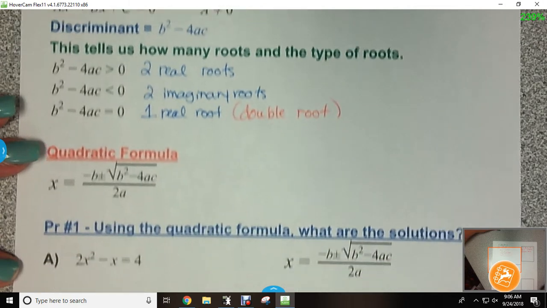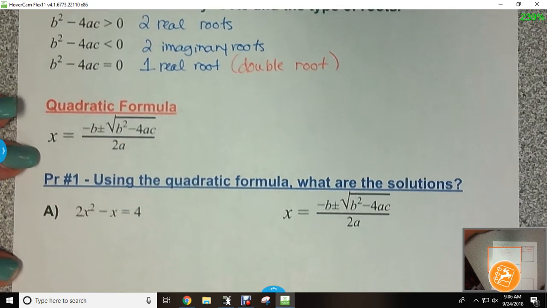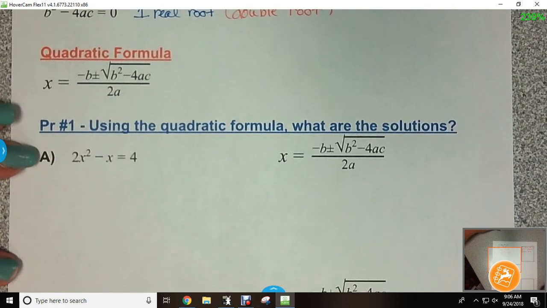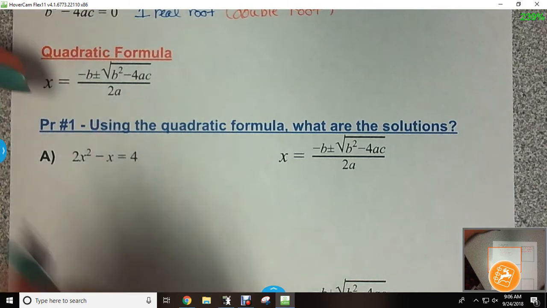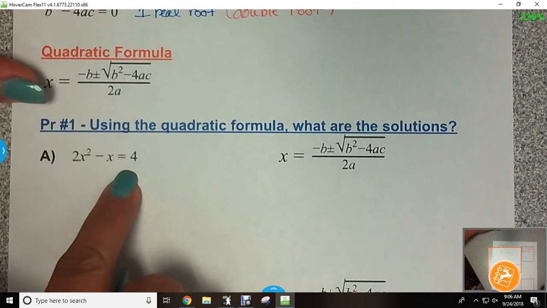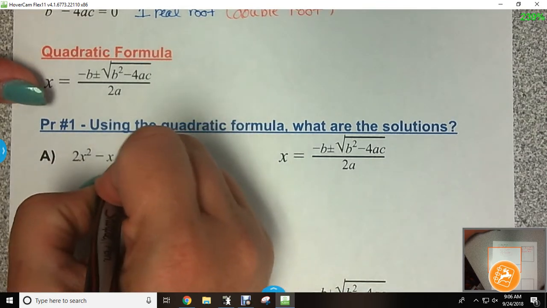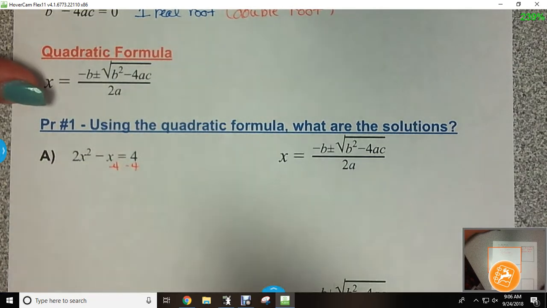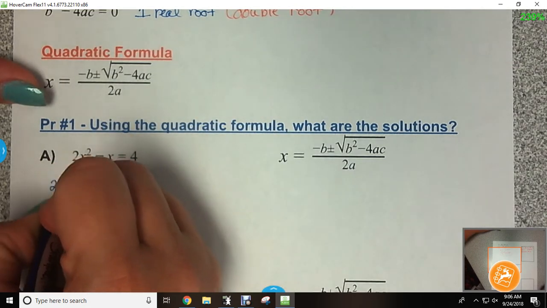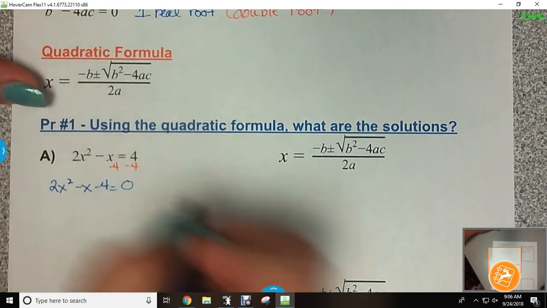So now, here is your quadratic formula. And problem 1 says, using the quadratic formula, what are the solutions? Well, first, notice this is not in standard form. I've got to move this 4 back over here. So I'm going to subtract my 4 from both sides, and I get 2x squared minus x minus 4 equals 0.